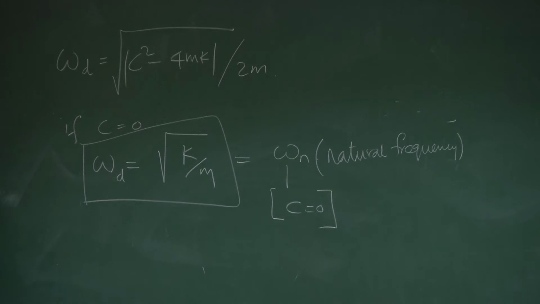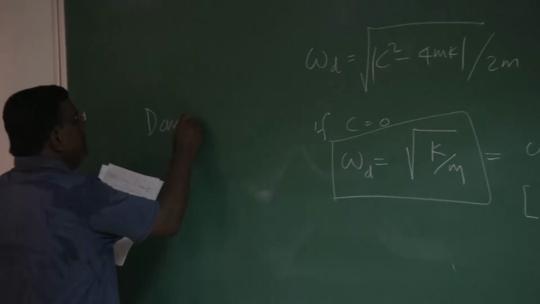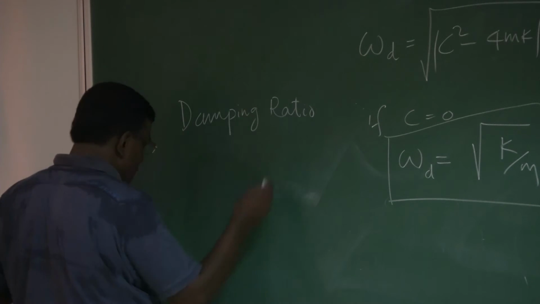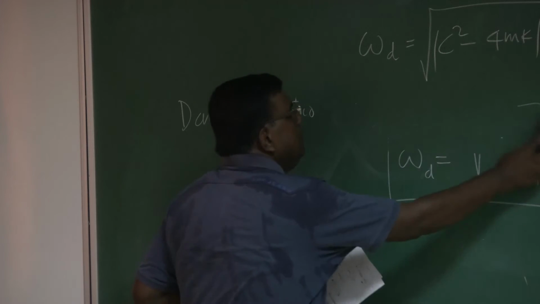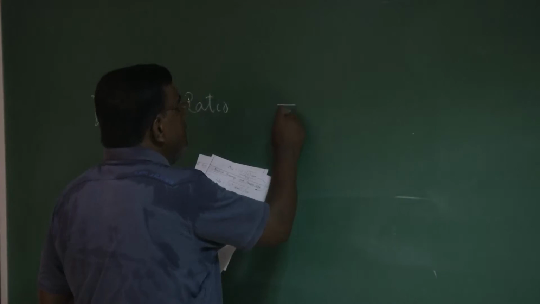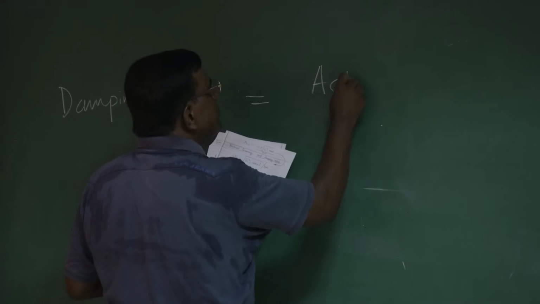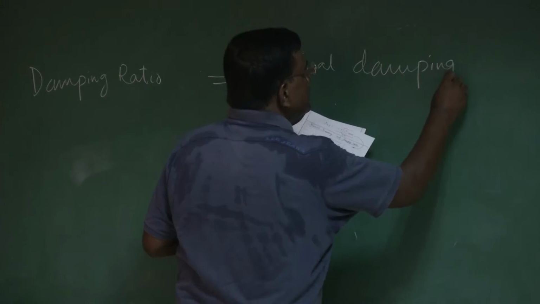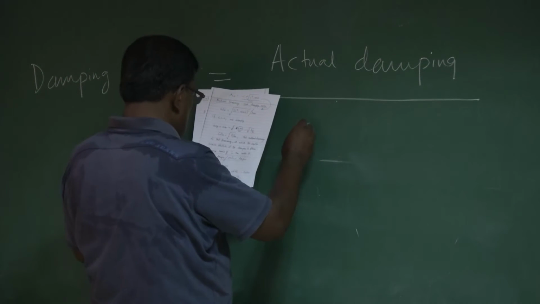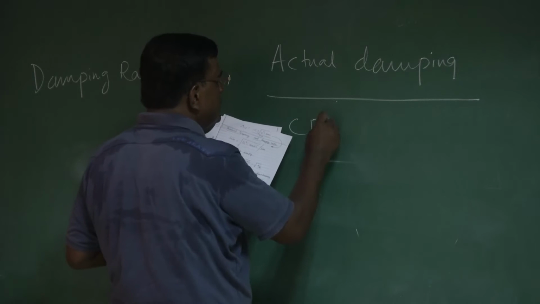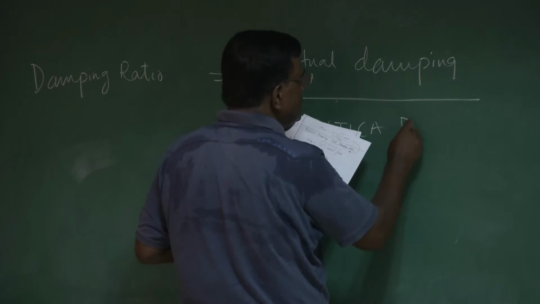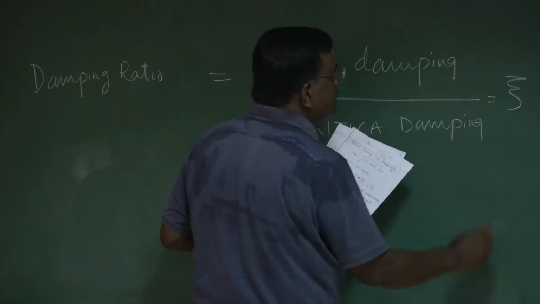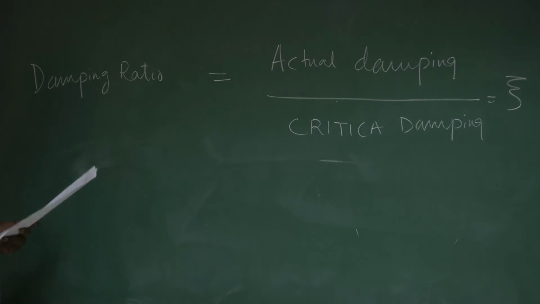And damping ratio is another term that will come. We'll see damping ratio. This is also a very important thing to understand. Let me erase this part. It is actually the ratio of actual damping by critical damping, denoted by zeta. Okay, actual damping by critical.